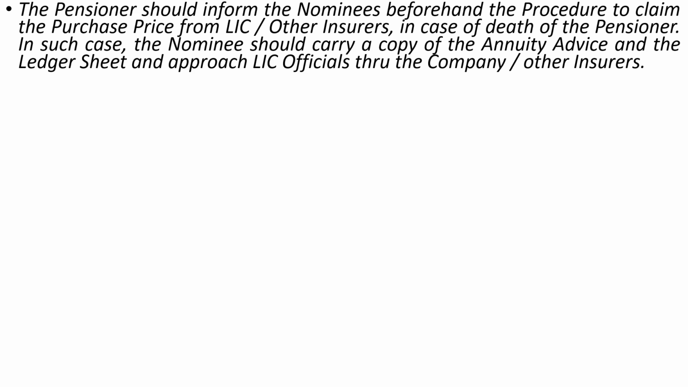Do's and don'ts continued. The pensioner should inform the nominees beforehand the procedure to claim the purchase price or principal from LIC or other insurers in case of death of the pensioner. In such a case, the nominee should carry a copy of the annuity advice issued by LIC or other insurers and the ledger sheet and approach LIC officials or other insurance official through the employer or other insurers.